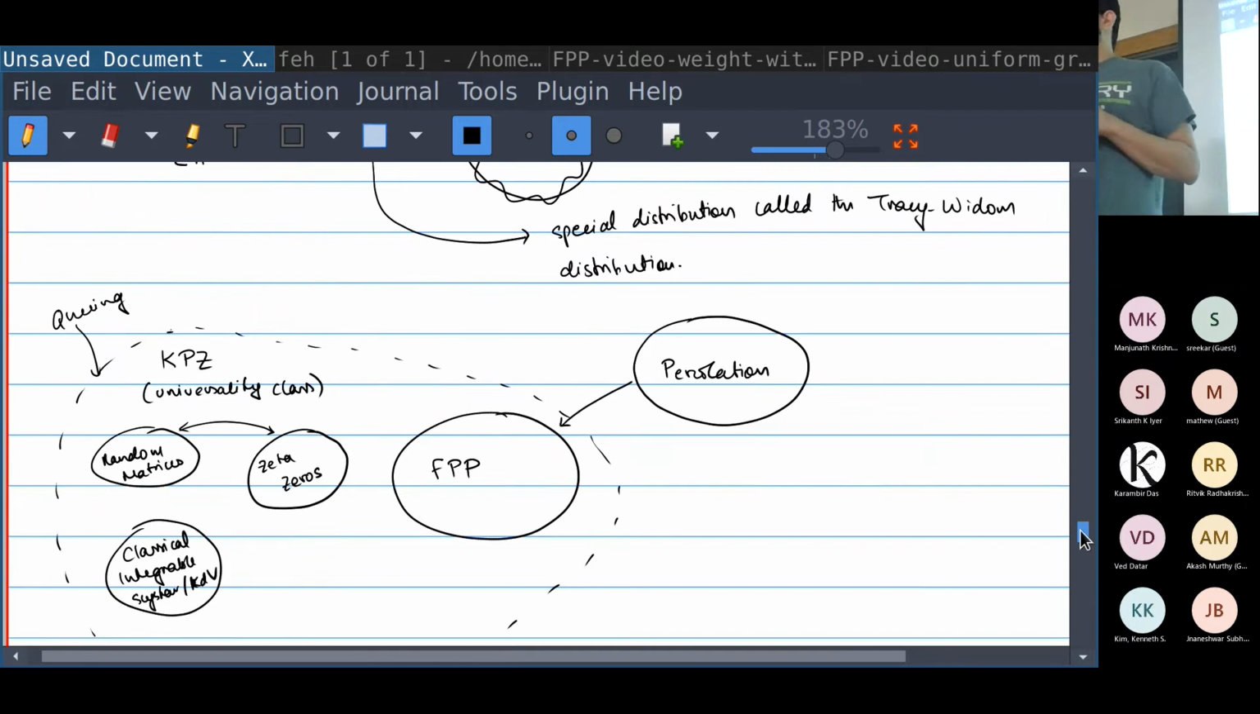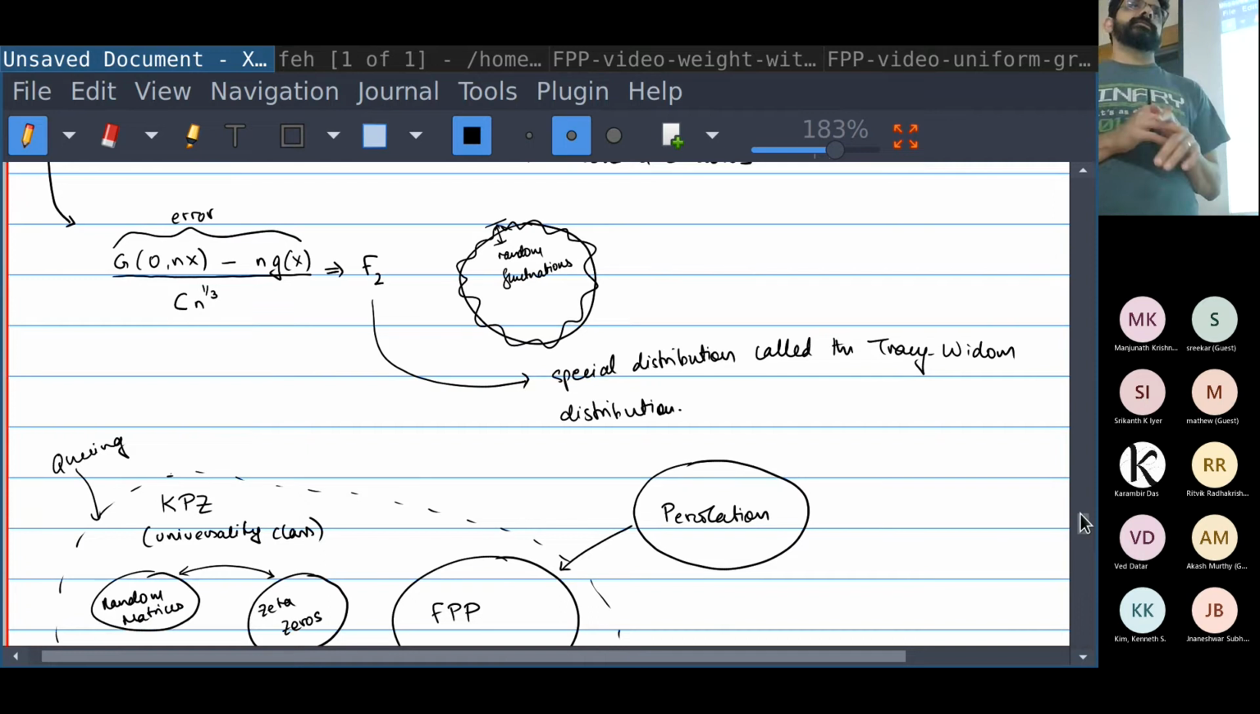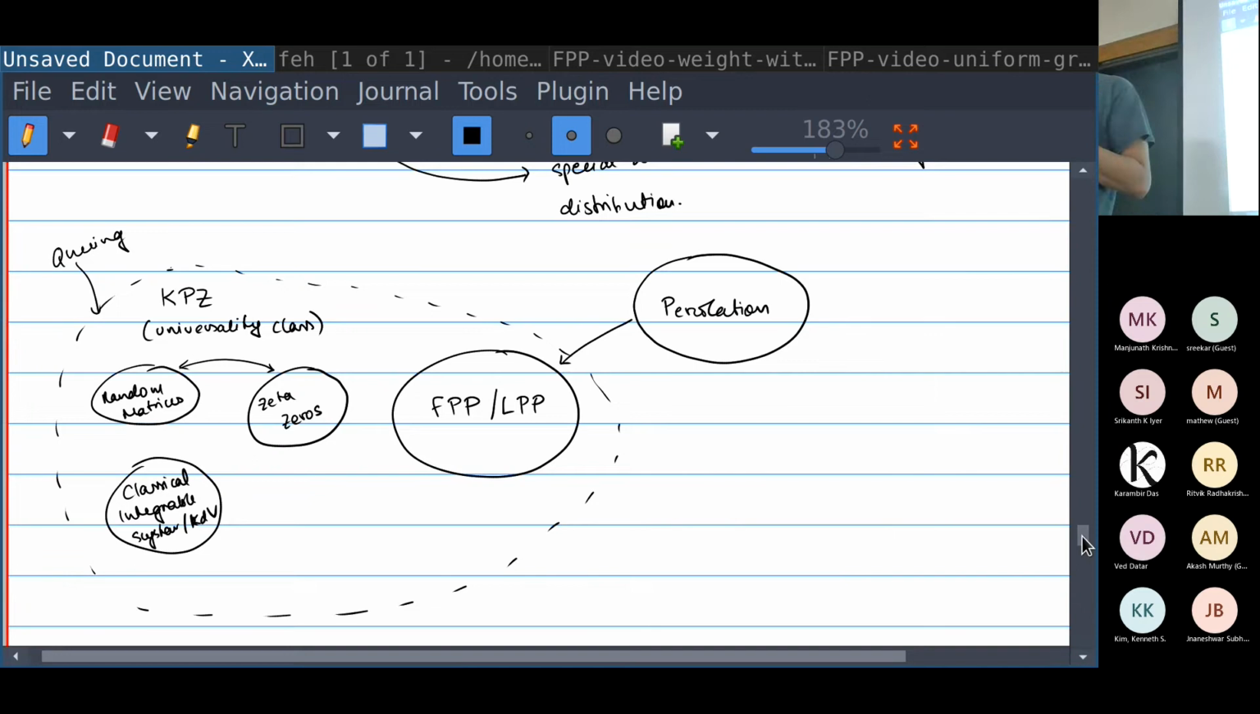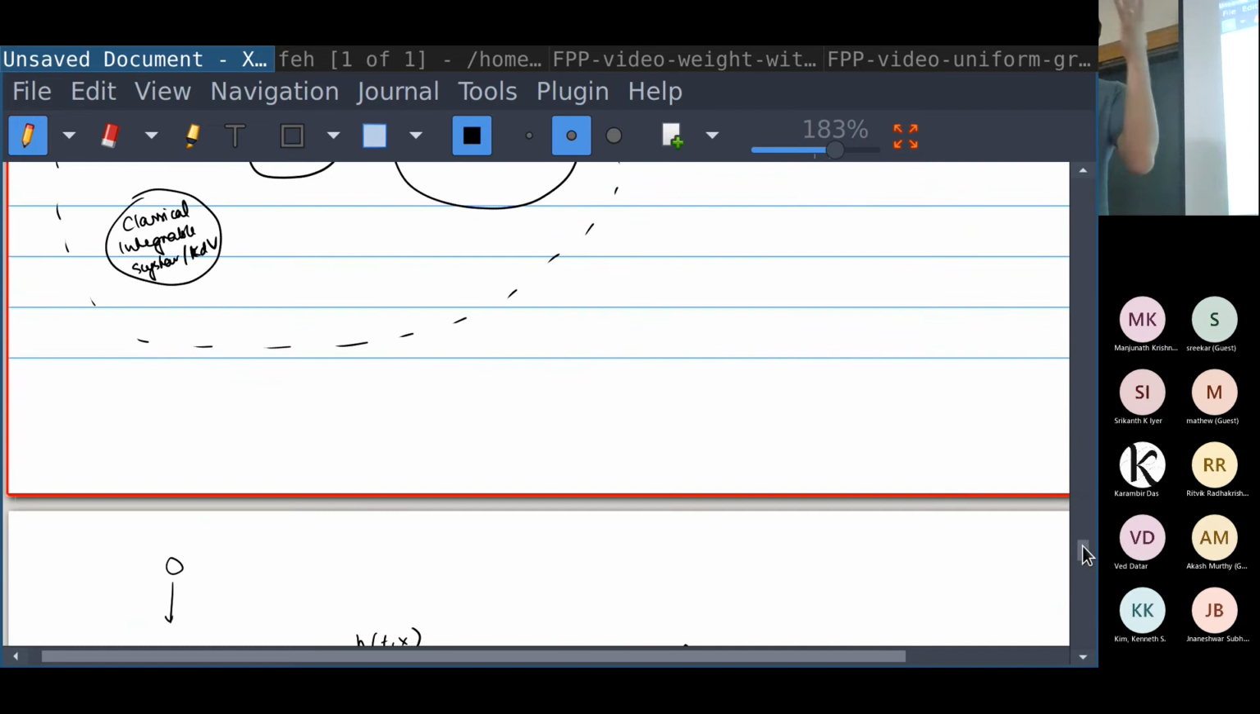Specific solvable model. Best in this big class, you can also put last passage percolation, right? Yes. FPP, LPP. You can do that. So of course, this limit is supposed to be true for LPP with any weights.